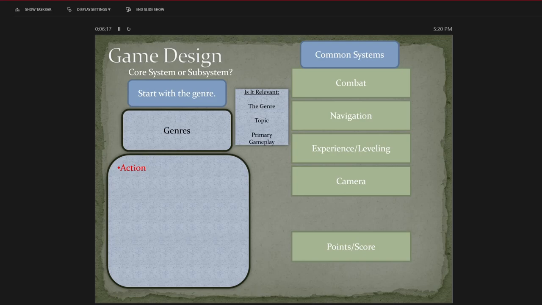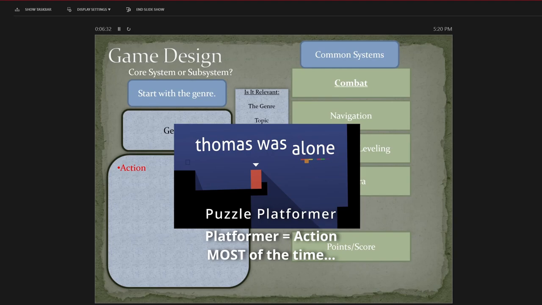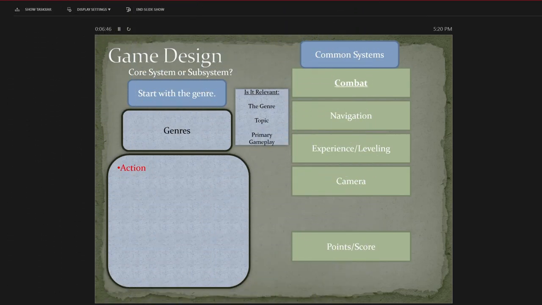So which ones of these do you think would be the core system? If you said combat, yeah, you're probably right. Now, it's not true for every game. There are action games, like Thomas Was Alone, where the navigation might be more of the core gameplay system. But for most action games, it's going to be combat.